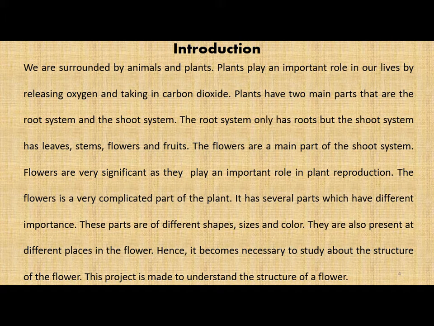We are surrounded by plants and animals. Plants play an important part in our lives by releasing oxygen, which is O2, and taking in carbon dioxide, which is CO2. Plants have two main parts, the root system and the shoot system. The root system only has roots, but the shoot system has leaves, stems, flowers, and fruits. The flowers are a main part of the shoot system.